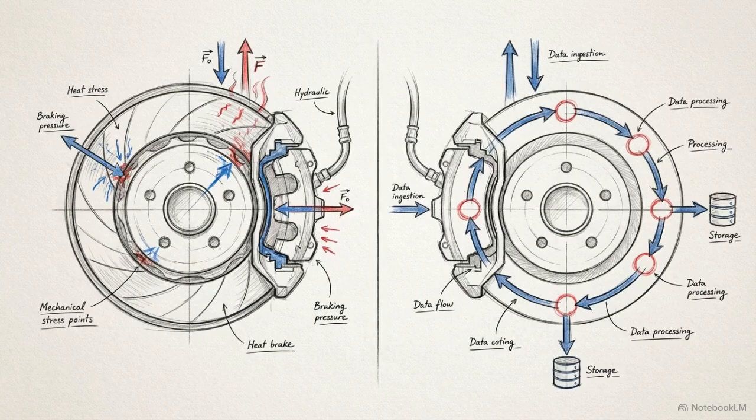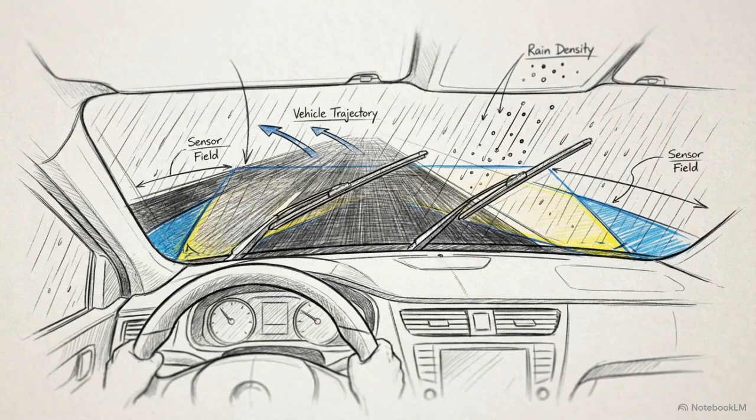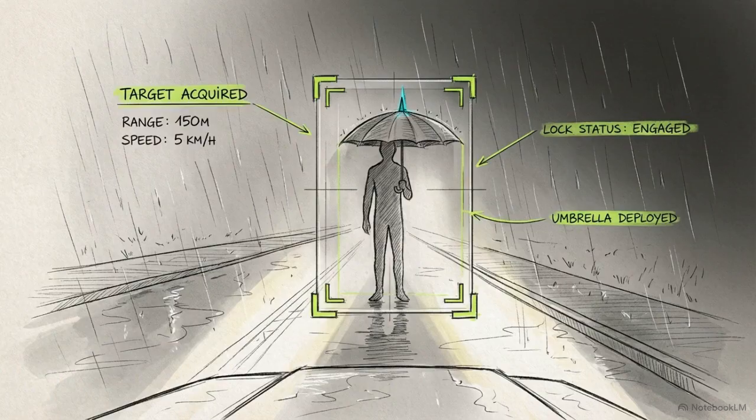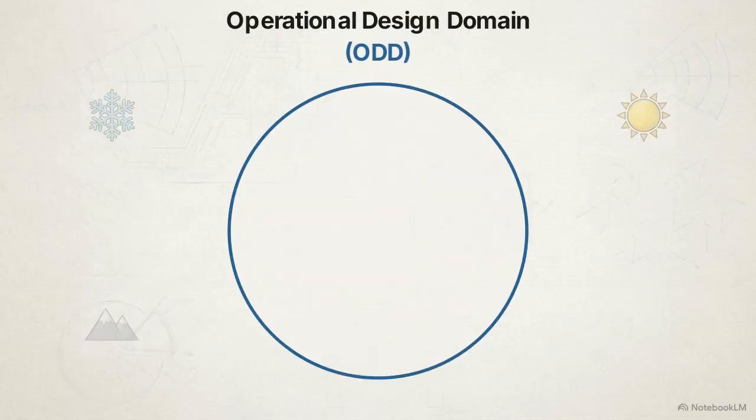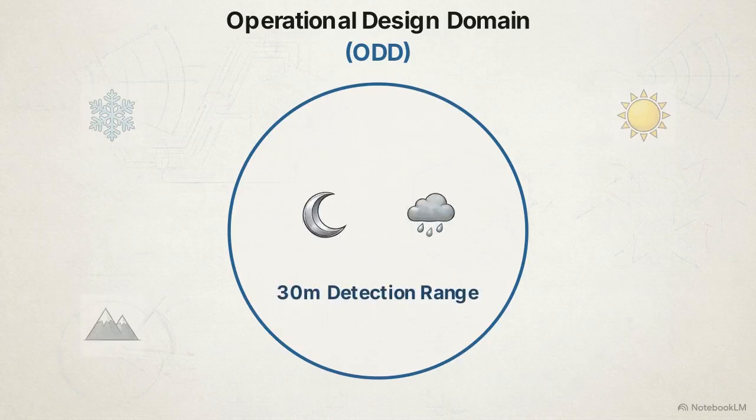a braking system. We can examine this lifecycle through an automatic emergency braking, or AEB, system operating in heavy rain at night. The safety mandate for this specific ODD requires the AEB system to recognize pedestrians with 99% accuracy at a 30-meter distance. ODD, or Operational Design Domain, defines the specific environmental conditions where the system is certified to function.